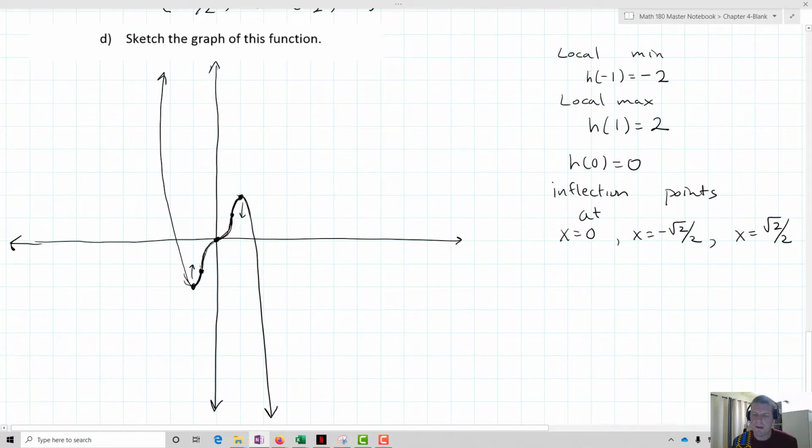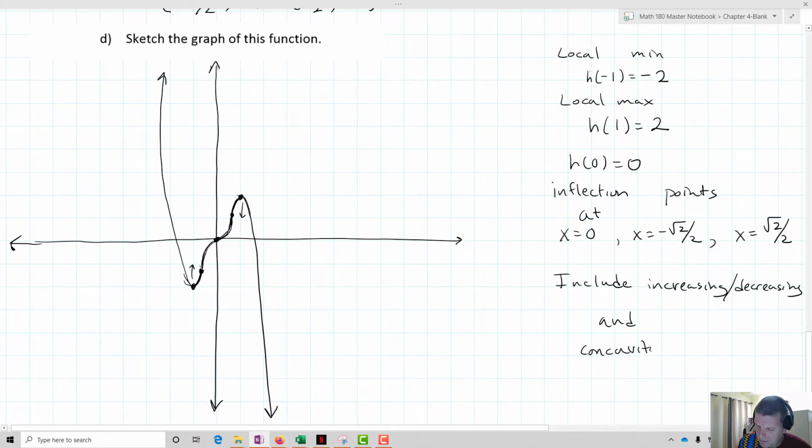Okay, I started out with the local mins and maxes. We'll see a little bit later that you're also going to want to use some intercepts in here. Plot in your inflection points, okay, and then draw the graph based upon where the graph is increasing and decreasing and where its concavity is. Okay, so we want to make sure that we also include increasing, decreasing intervals and concavity changes and concavity. So there it goes, right?